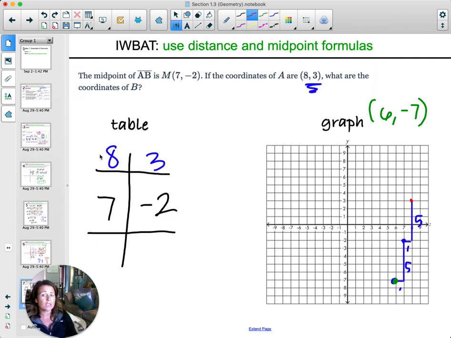So I would just look at this table. How far is it to go from 8 to 7? Well, 8 down 1. So I went down 1. I just need to repeat. So I need to go down 1 more. So 7 down 1 is 6.